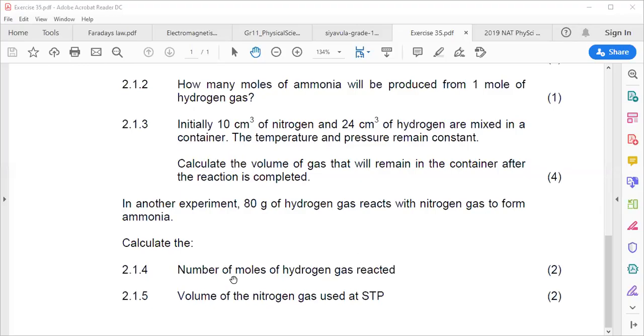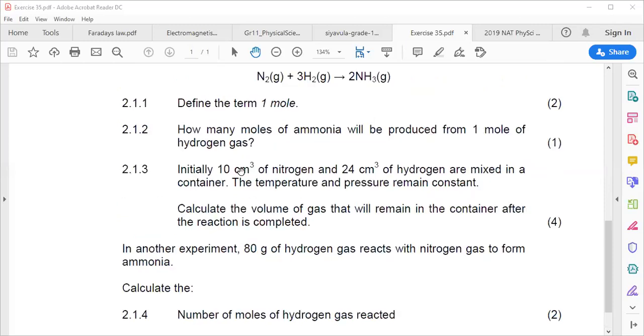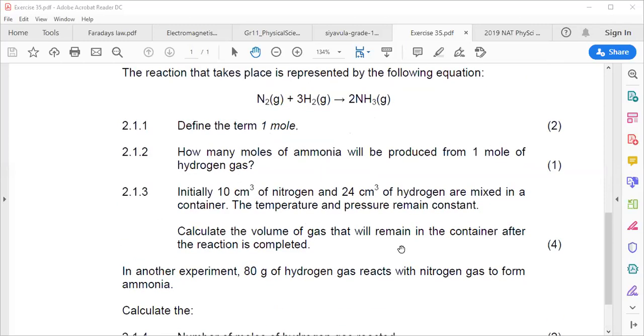Right. Let's look at 2.1.3. So the question says, initially, 10 cubic centimeter of nitrogen, 24 cubic centimeter of hydrogen are mixed in a container. All right. The temperature and the pressure remain constant.